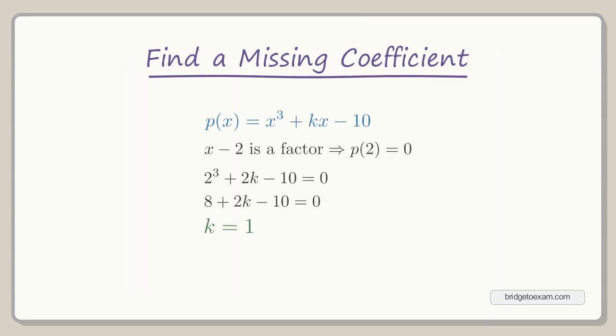Suppose p of x equals x cubed plus kx minus 10, and x minus 2 is a factor. By the factor theorem, p of 2 equals 0. Substitute 2. 8 plus 2k minus 10 equals 0. That simplifies to 2k minus 2 equals 0, so k equals 1.